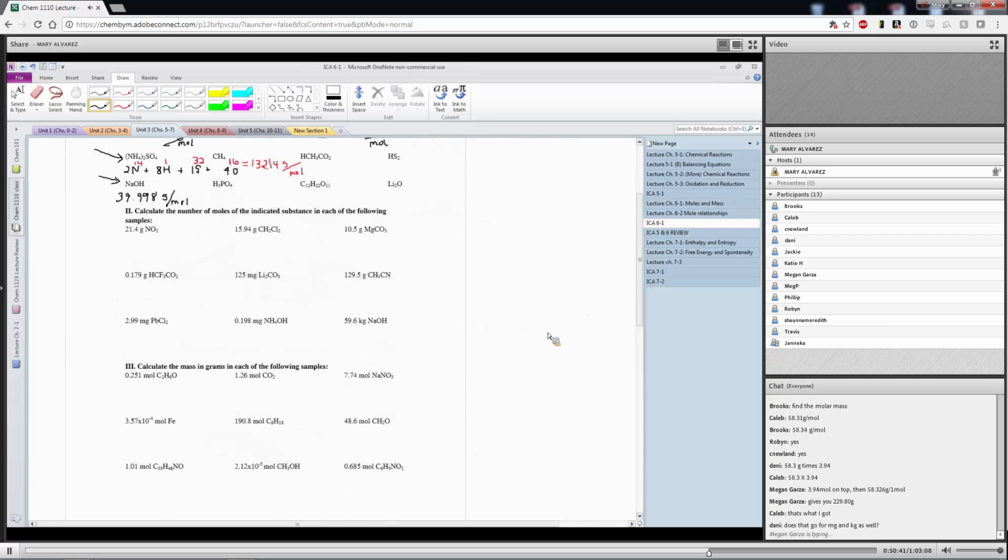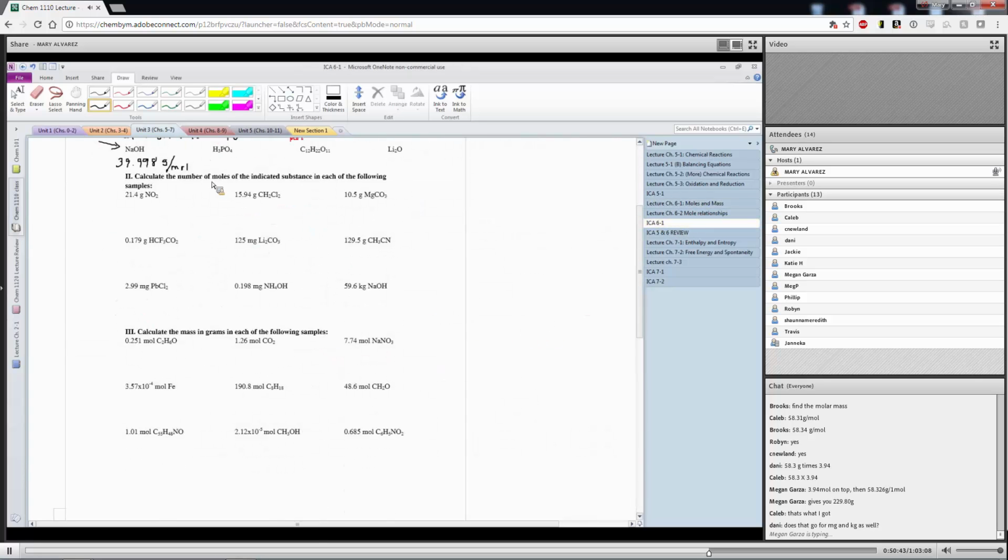Okay, let's look at this. Section 2 says, I'm giving you grams and I want to know moles. So grams, grams, grams, grams, grams. I want to know moles. Section 3 says, I'm giving you moles and I want to know grams. You guys can do that. So I think you guys have enough tools to do section 2 and section 3.